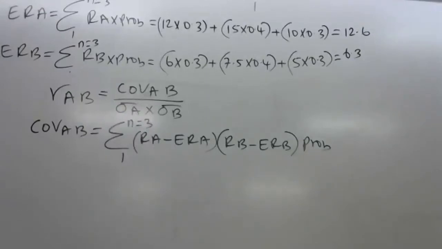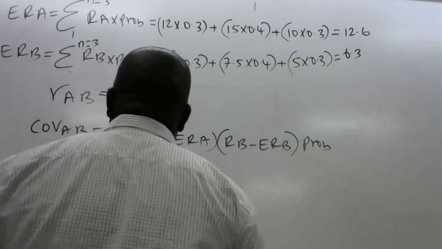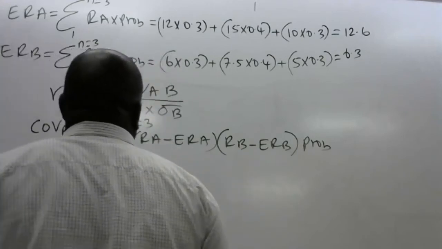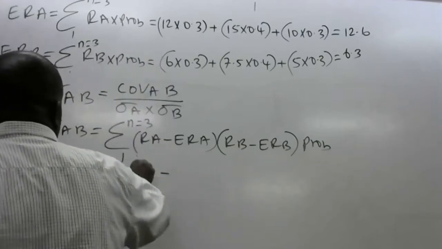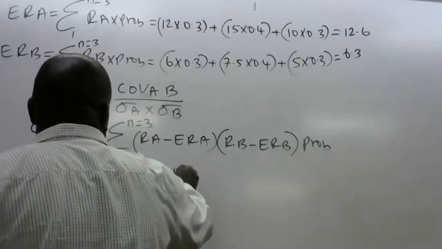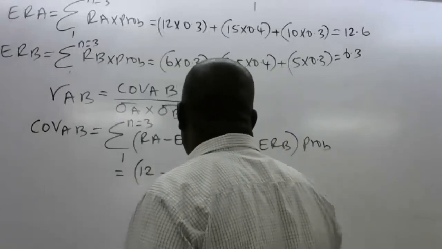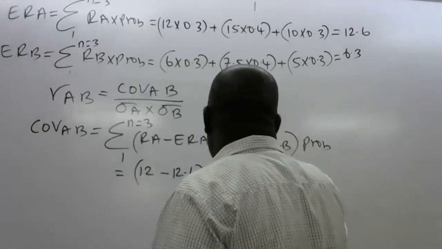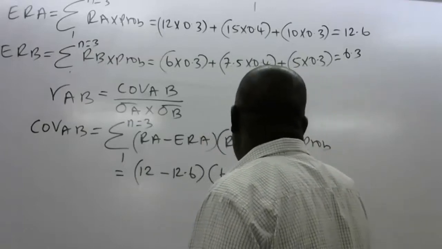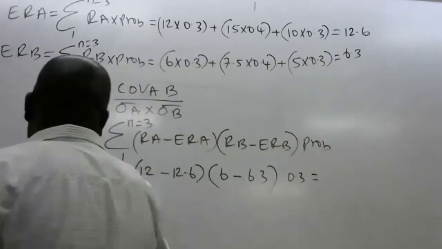So when you want to get the covariance between A and B, simply take return for A minus expected return for A, return for B minus expected return for B, the difference multiplied by the probability for that. So the first return for A was 12 minus expected return, which was 12.6. Then the first return for B is 6 minus expected return, which is 6.3. The first probability is 0.3.